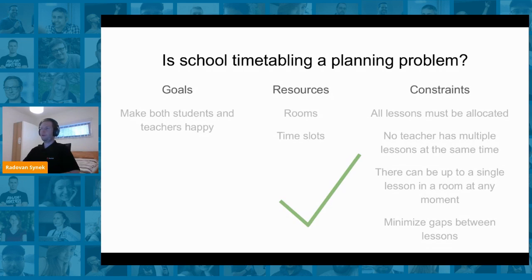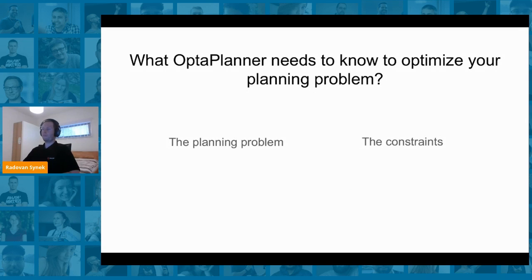All right, so we were able to identify some goals, some limited resources, and constraints. So this really looks like a valid planning problem. OptaPlanner should help us with solving it. Now, if we understand the planning problem, we also need to make OptaPlanner understand it, the nature of the problem itself, and our constraints.